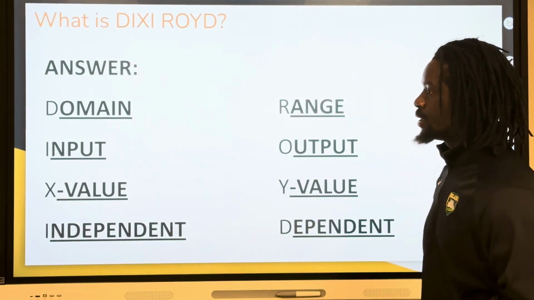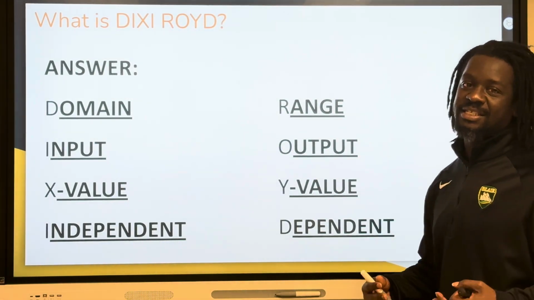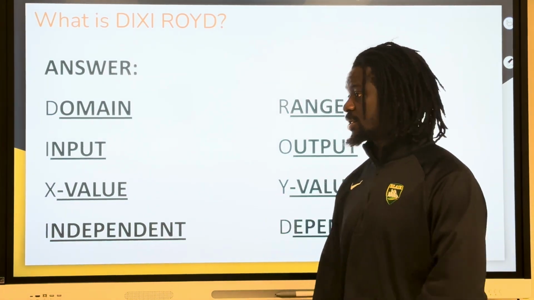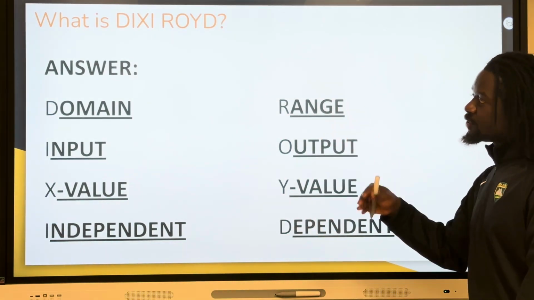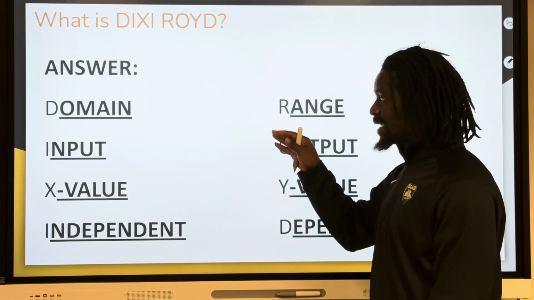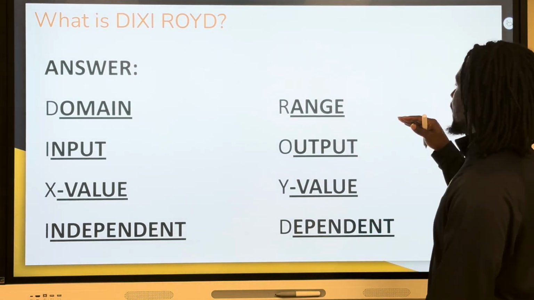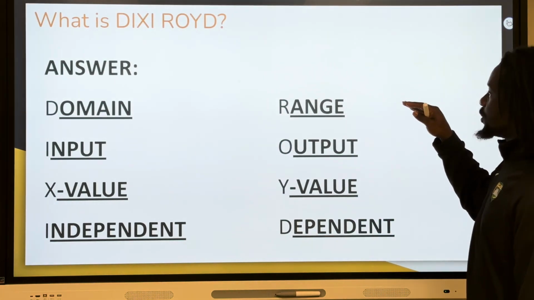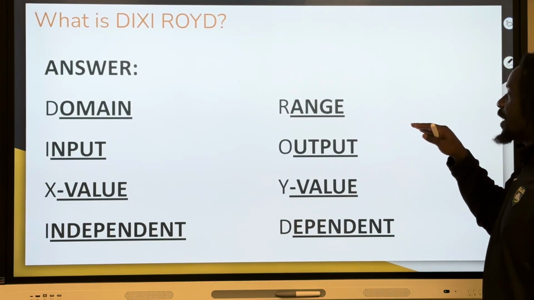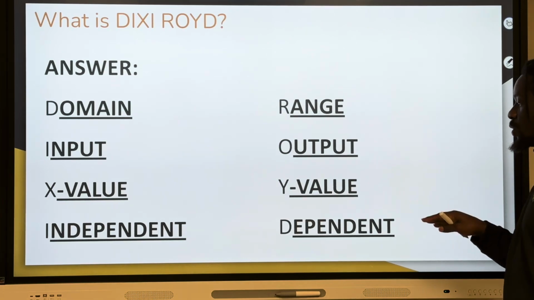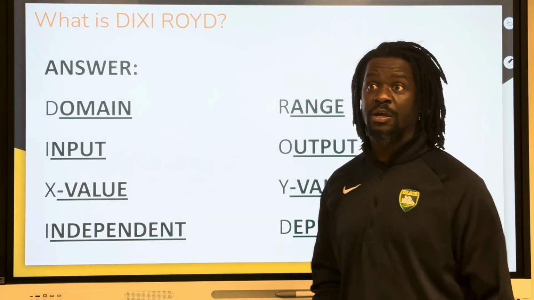All right, question number 2. What is Dixie-Roy? Well, Dixie-Roy stands for domain, input, x value, independent variable. Roy stands for range, output, y value, dependent variable.